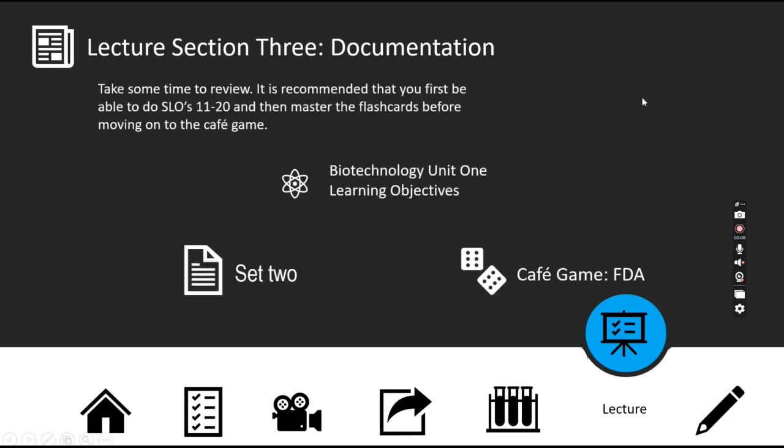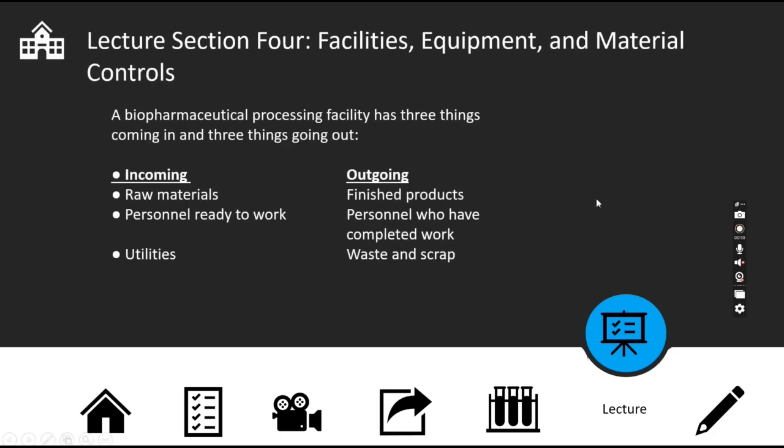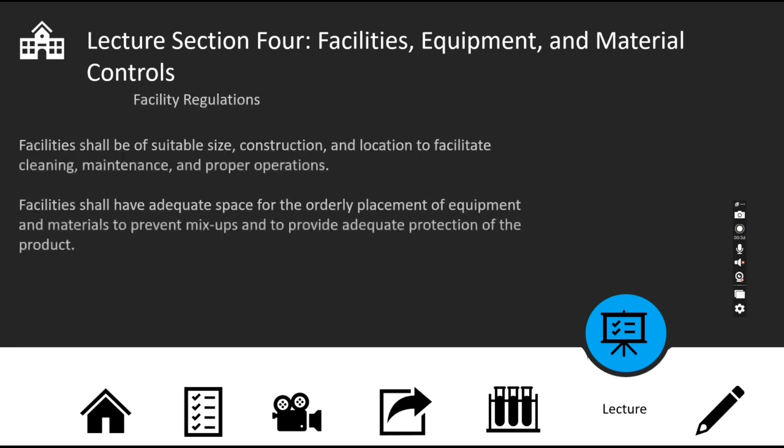And take some time to review Section 4, Facilities, Equipment, and Material Controls. And so the facilities are going to have 3 things coming in and 3 things going out. You're going to have raw materials coming in, people ready to work to come in, and utilities such as water, HVAC, that sort of thing coming in. Going out, you're going to have finished products, personnel who leave work, as well as waste and scrap.